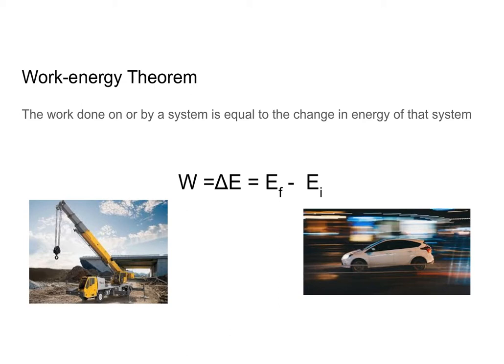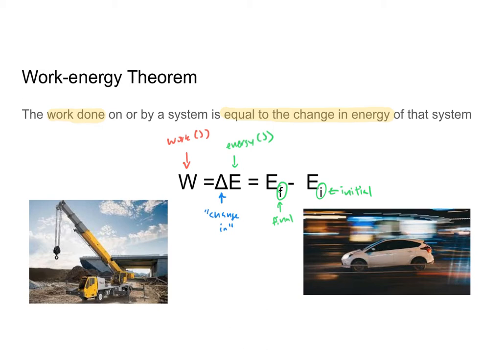What the work-energy theorem says is that the work done on or by a system is equal to the change in energy of that system. So we write that mathematically as our work in joules is equal to delta, which means change in energy, which is also measured in joules. Another way to write that is my work is equal to my final energy minus my initial energy.